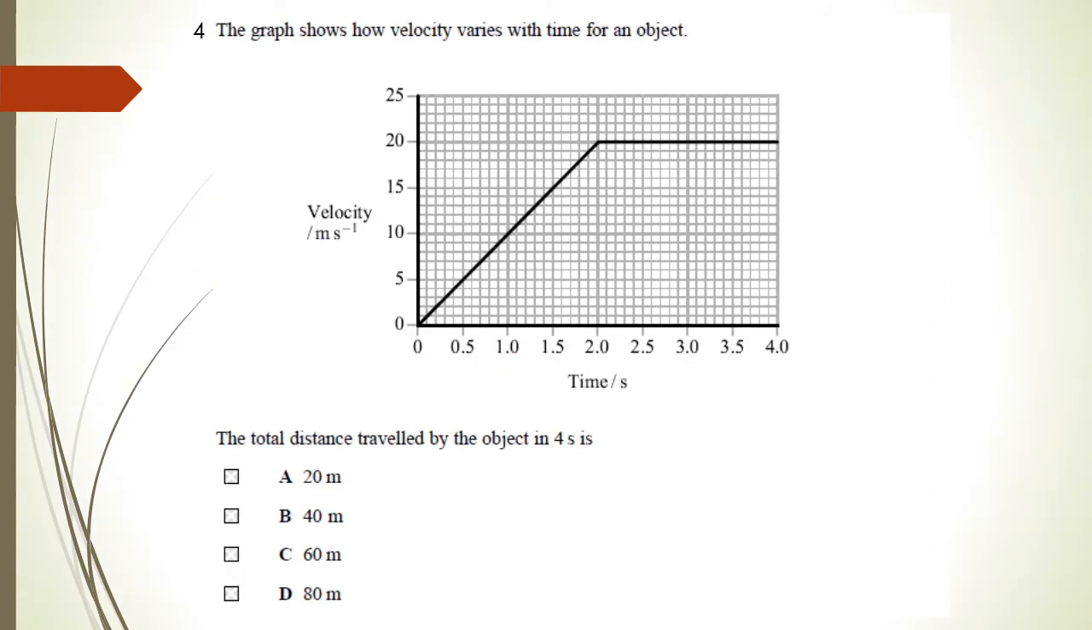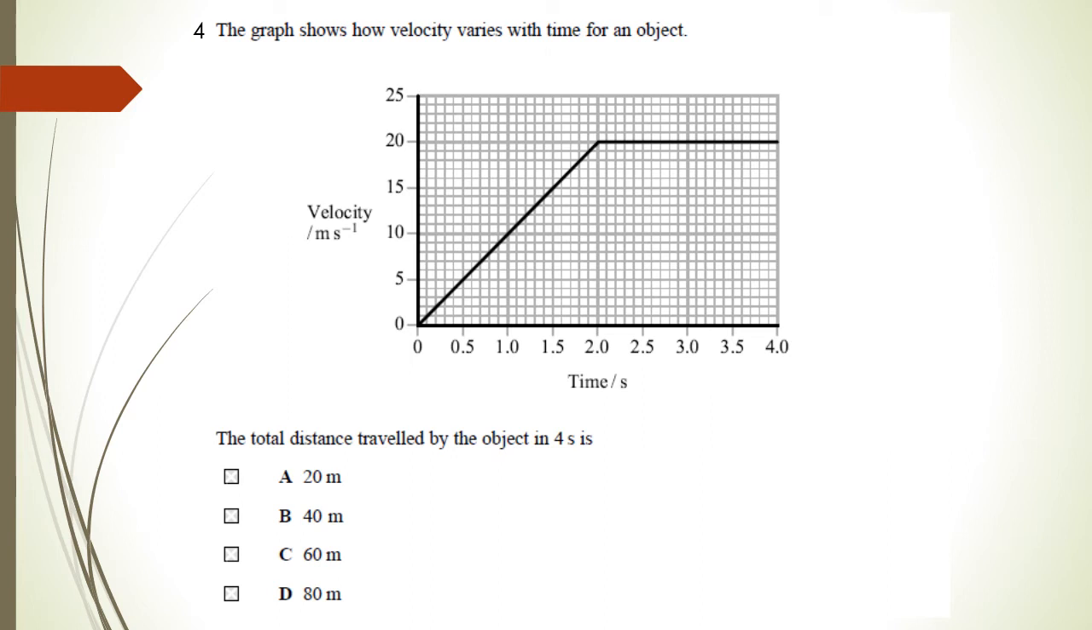Fourth question. The graph shows how velocity varies with time for an object. A velocity time graph is given and the question is, the total distance traveled by the object in 4 seconds is. Actually it's a simple question. So a velocity time graph is given. From a velocity time graph how will we find a distance? Easy. We can find the area under the graph.